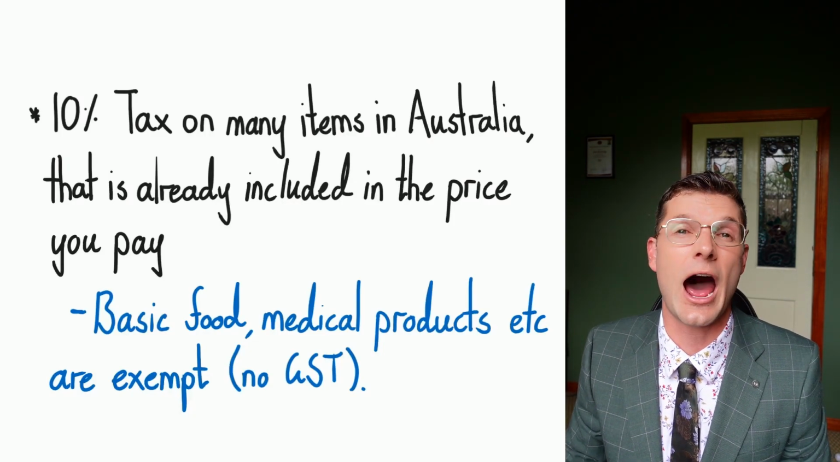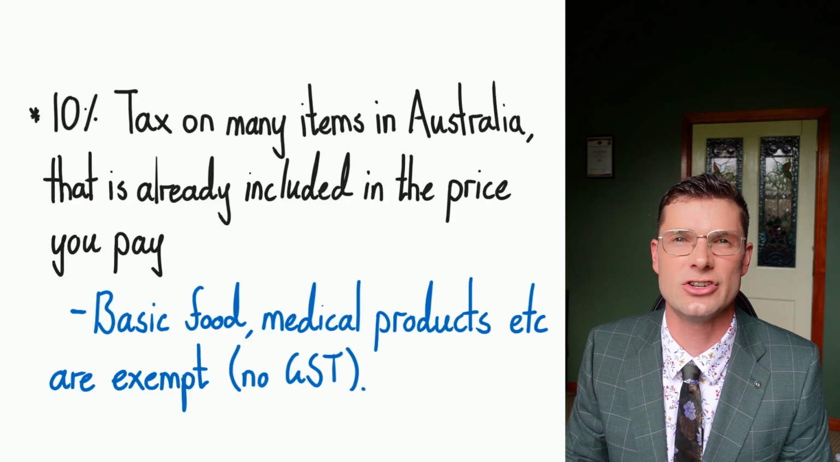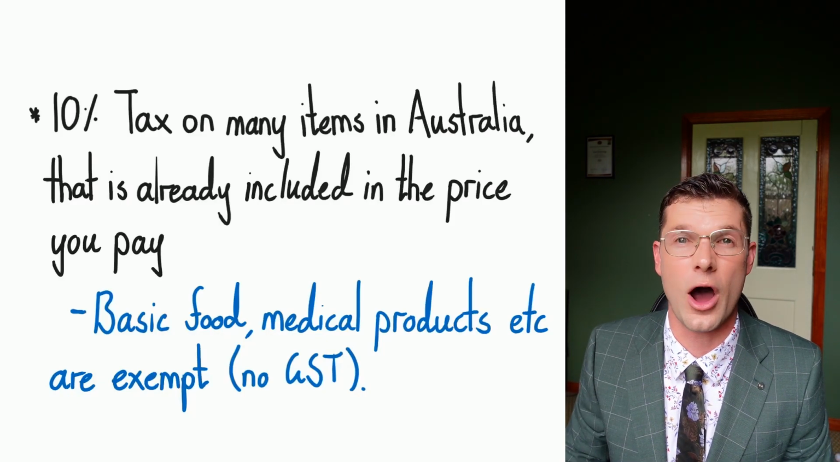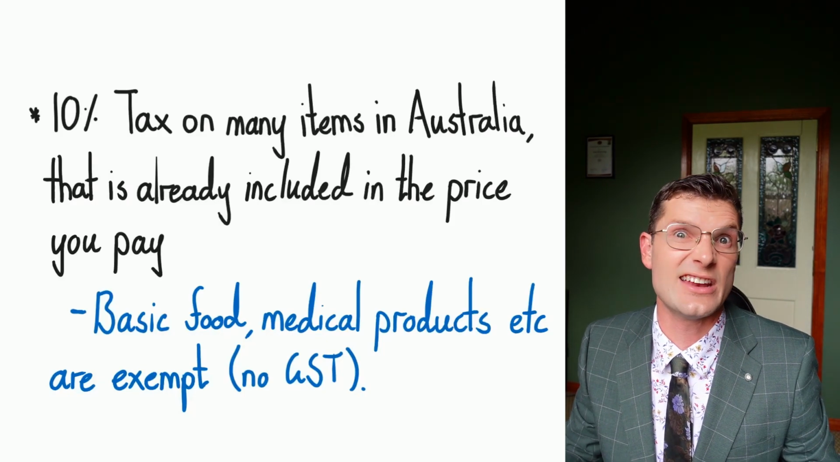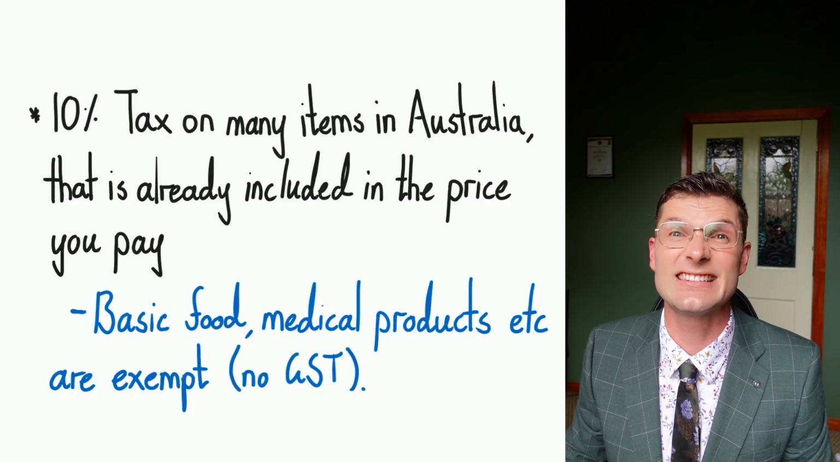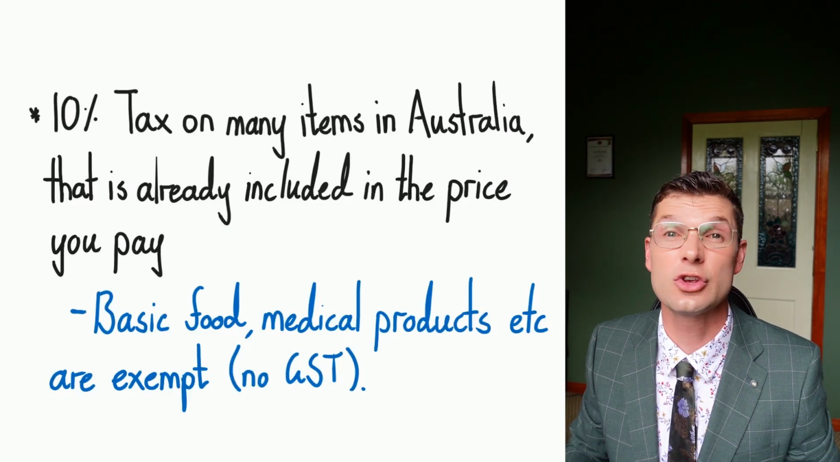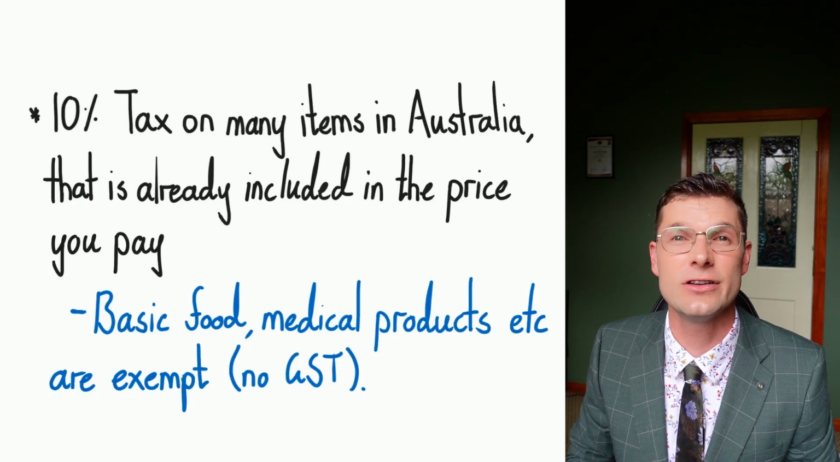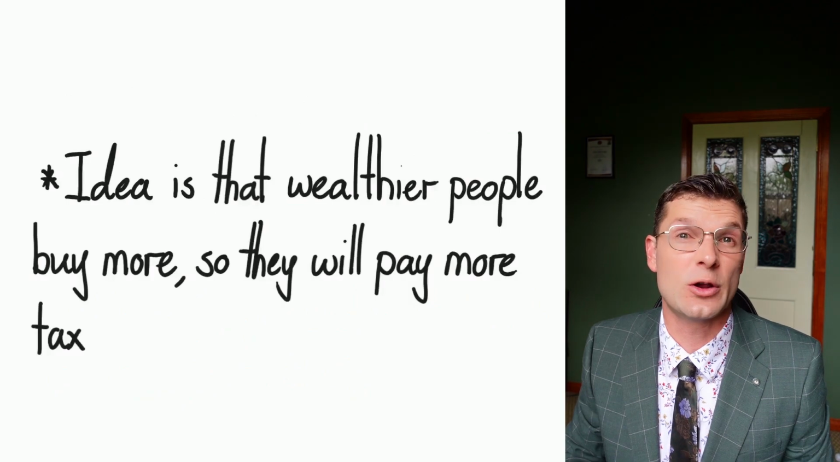There are some things that are exempt or that don't have to pay the GST, and this is like basic food items or medical supplies that are kind of essential to normal life. But this 10% tax is on absolutely everything. So even if you're not earning enough money to pay tax, you are still paying 10% tax every time you buy something. The idea is supposed to be quite equitable.